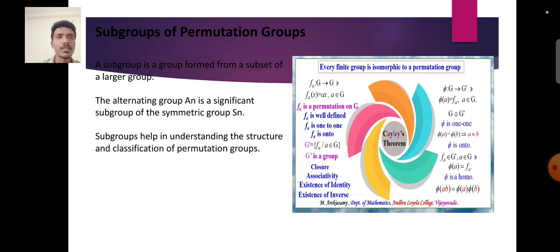Subgroups of permutation groups. A subgroup is a group formed from a subset of a larger group. The alternating group is a significant subgroup of the symmetric group Sn. Subgroups help in understanding the structure and classification of permutation groups.